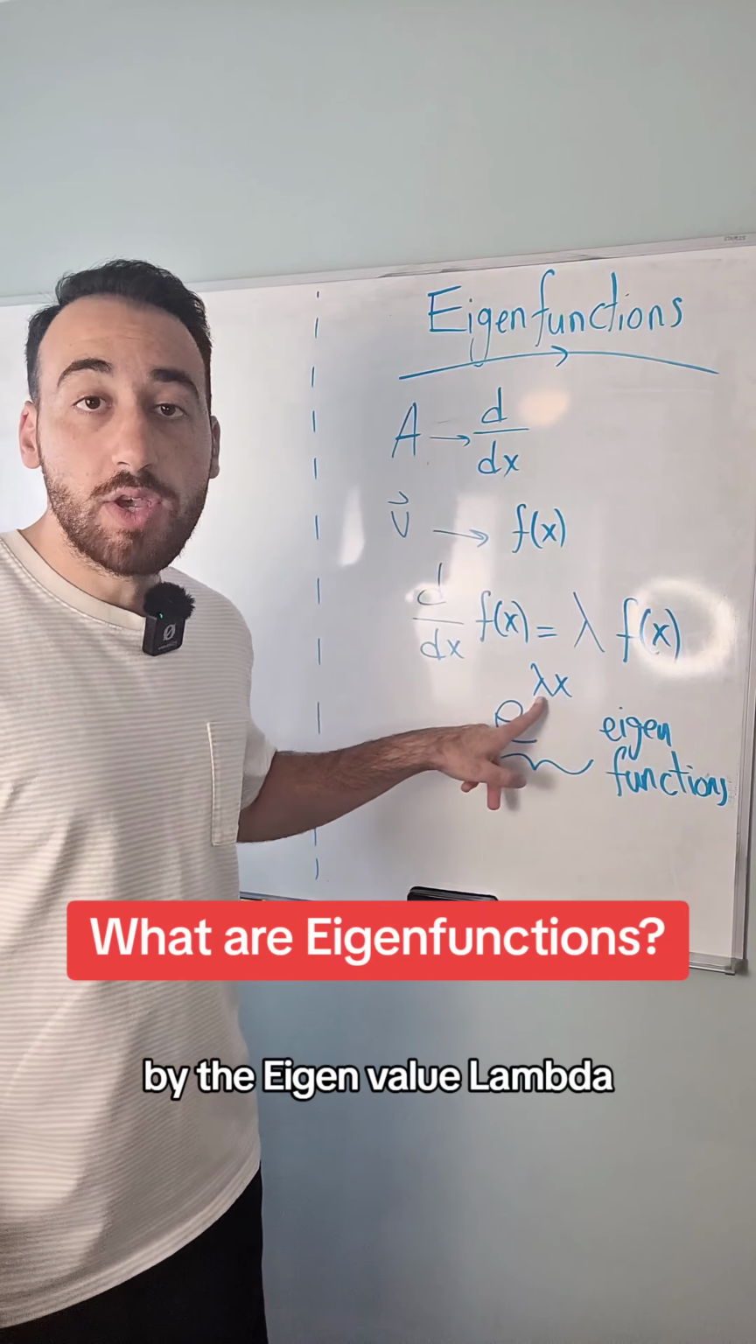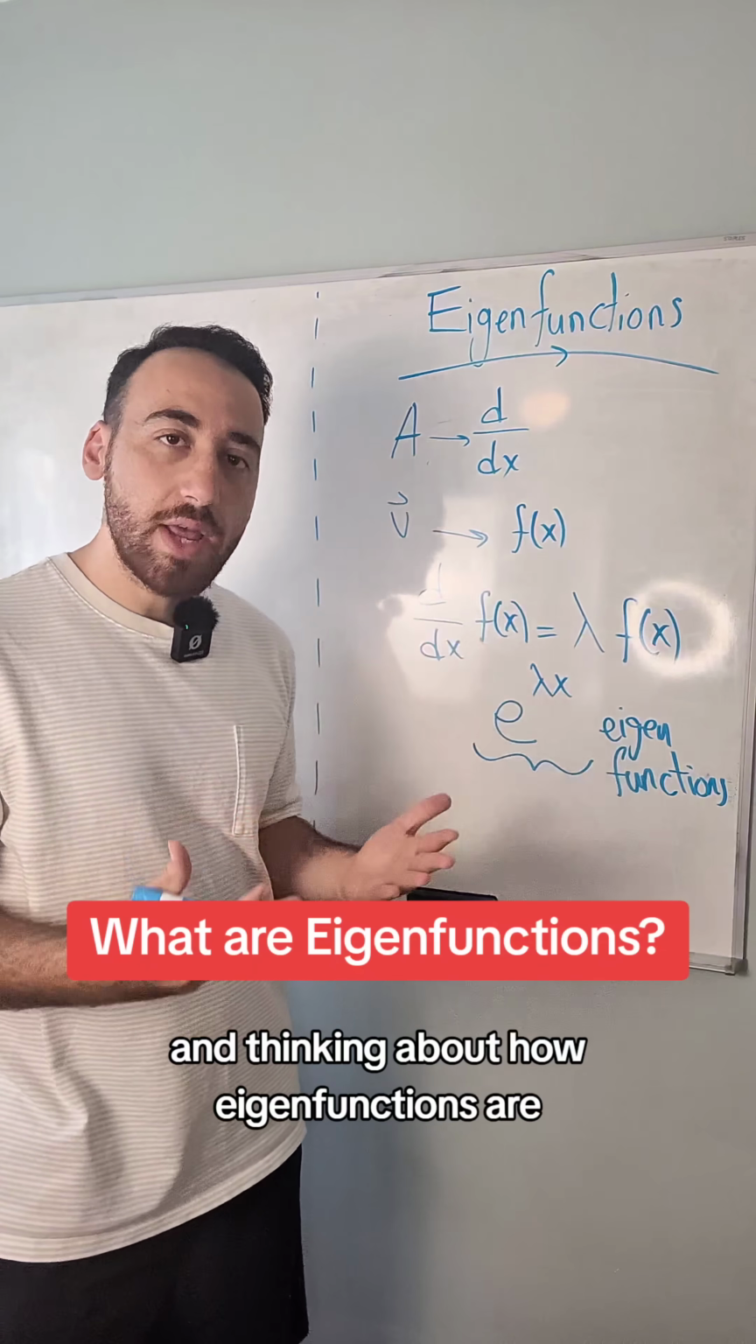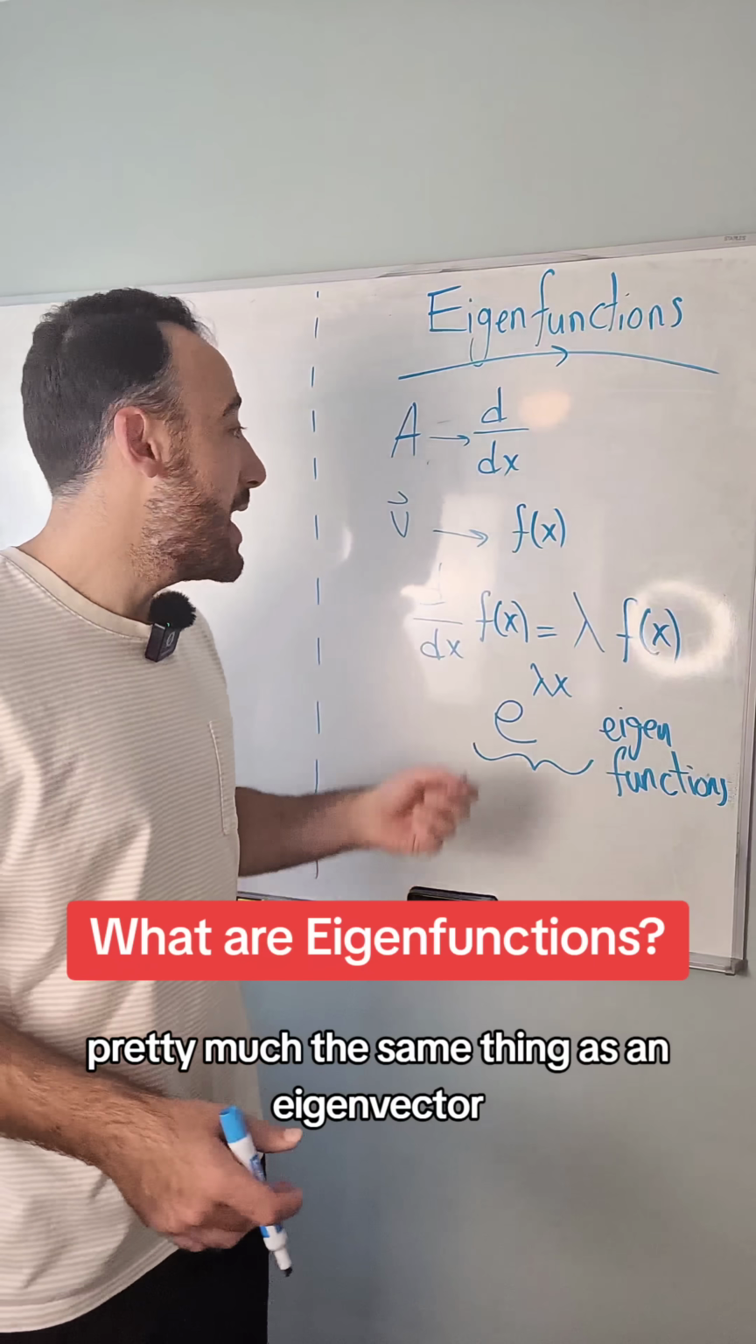By the eigenvalue lambda. Hopefully this was useful in thinking about how eigenfunctions are pretty much the same thing as an eigenvector.